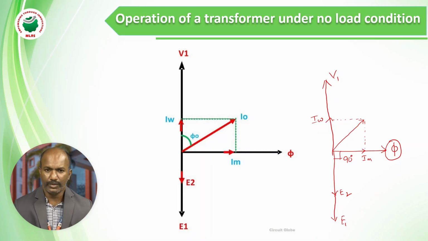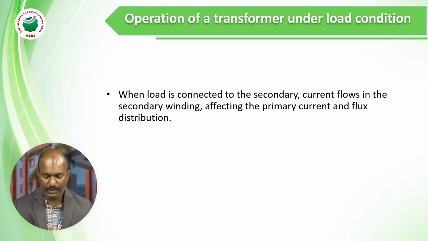According to Lenz's law, your induced EMF opposes applied voltage. So voltage phasor is 180 degrees, exact opposite to your induced EMF phasors. IW is in phase with V1. Why? Because IW is to meet iron loss in the transformer core. IM is to meet flux in the transformer core. So that's why I have drawn IM in phase with flux phasor.